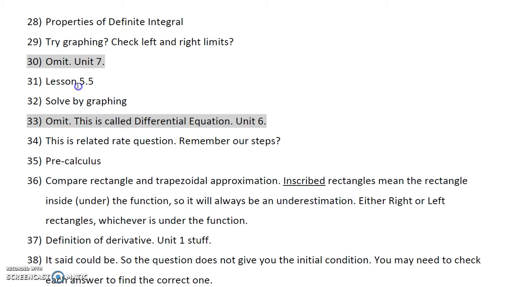Question 31 is the lesson 5.5 we have learned. Question 32, just solve it by graphing, okay? Question 33, this is something called differential equation. We'll learn it in unit 6. Question 34 is a related rate question, okay?